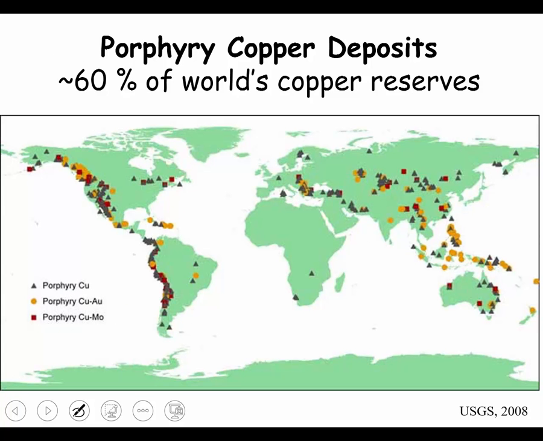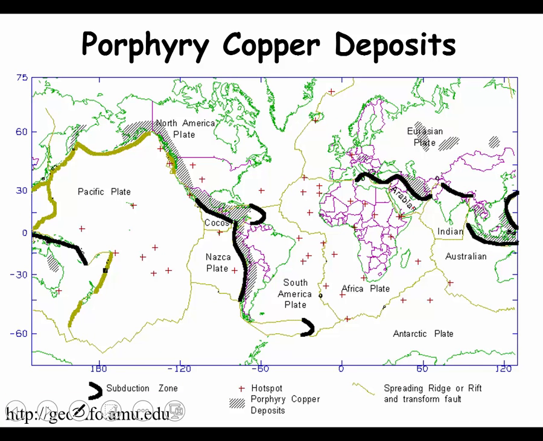Now, they're not exposed in the Cascades, but as we'll see, they are exposed in a lot of areas. So if you look at where porphyry coppers occur today, among other places, look along here. Here's convergent margins here, convergent margins along here. 60% of the world's copper reserves are these porphyry coppers, okay? And they are preferentially formed along these convergent margins, okay?